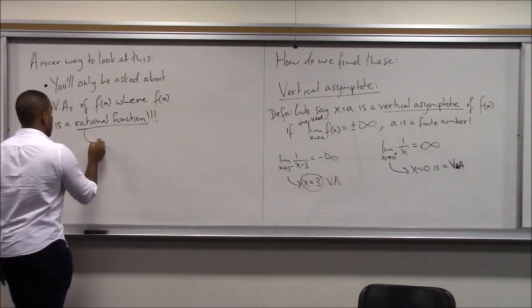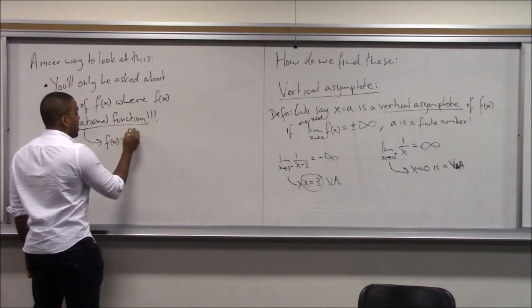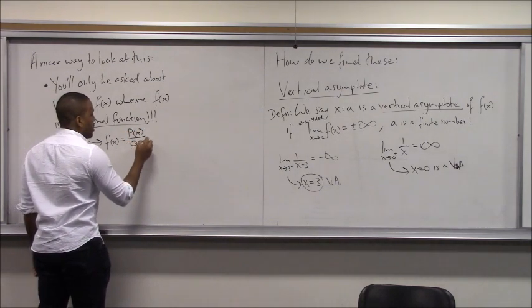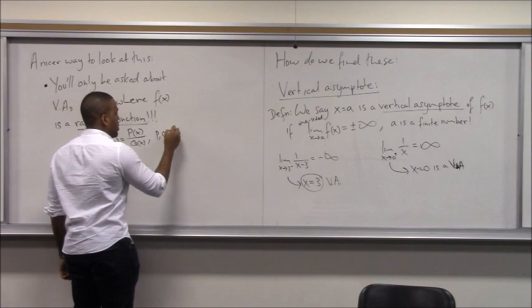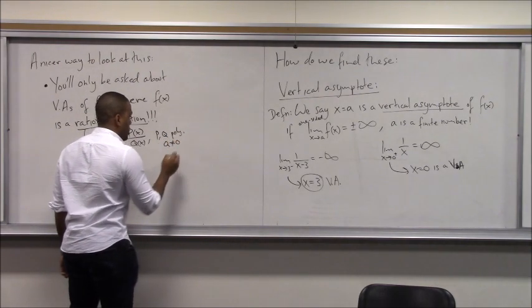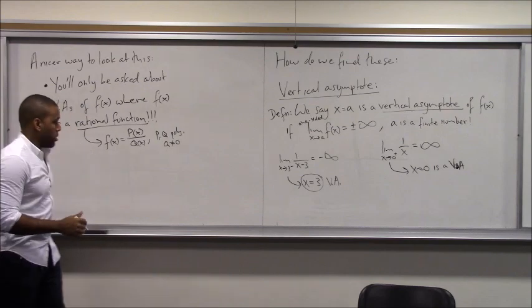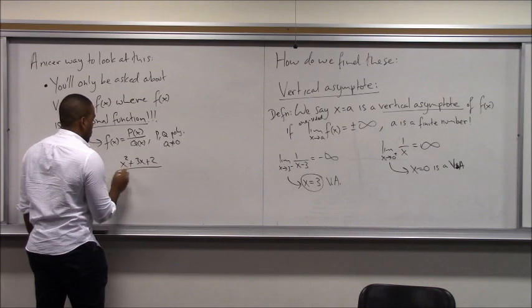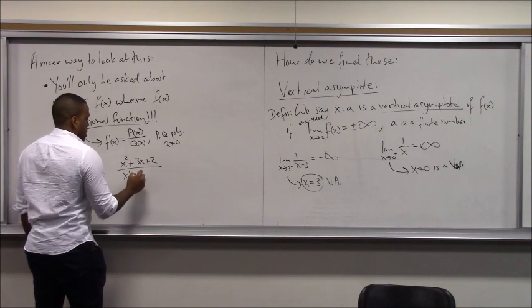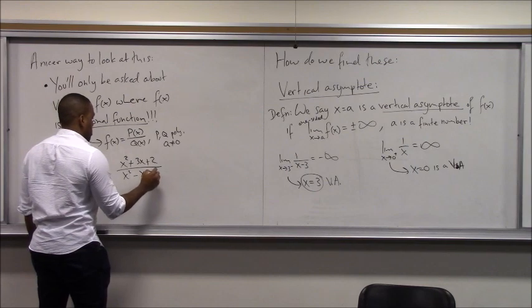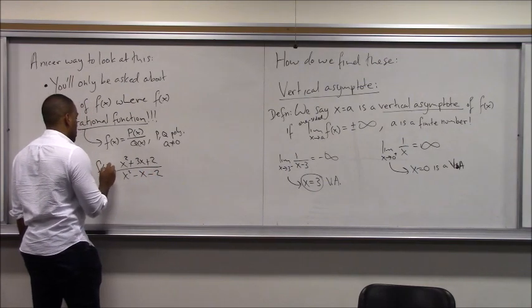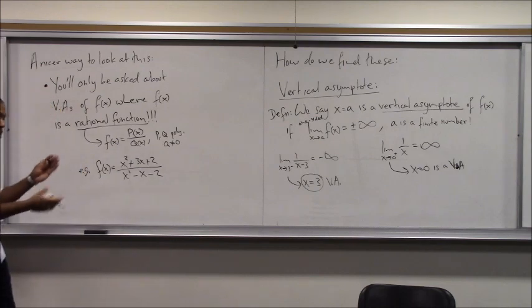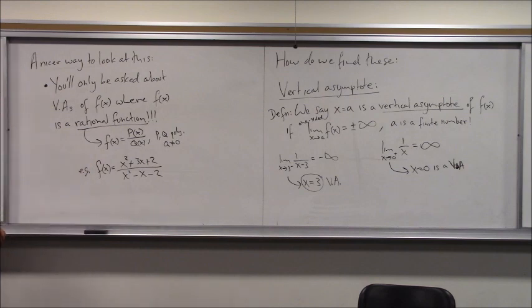So remember what rational functions are. This means that your f of x looks like p of x over q of x, where p, q are polynomials, and q is not equal to 0. Okay. So these are examples of rational functions, but also you can look at something like x squared plus 3x plus 2 over x squared minus x minus 2, which is also a rational function, right? So you just take a ratio of two polynomials. So usually they're going to give you a rational function, and they'll say, find its vertical and horizontal asymptotes.